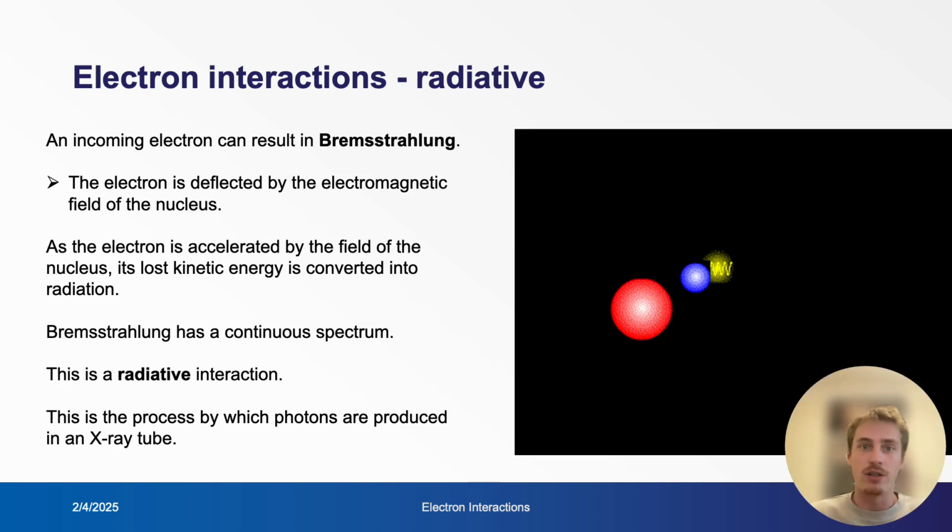The next type of electron interaction is known as radiative. So, an incoming electron can result in Bremsstrahlung. In this case, the electron is deflected by the electromagnetic field of the nucleus, as shown in the dynamic visualization. So, as the free electron is accelerated by the field of the nucleus, its lost kinetic energy is converted into radiation. This radiation is emitted as a continuous spectrum. And recall, this is a radiative interaction. And this is actually the process by which photons are produced in an X-ray tube.